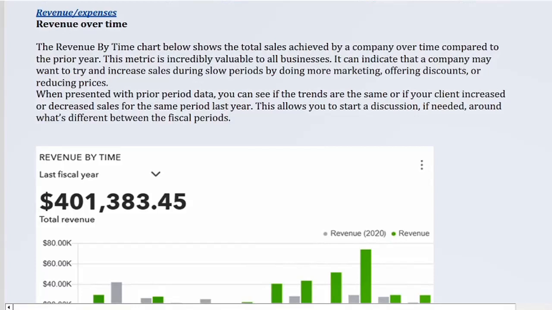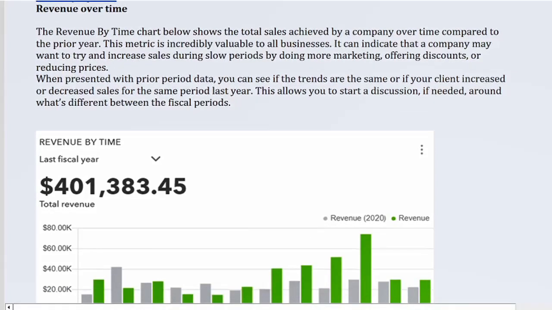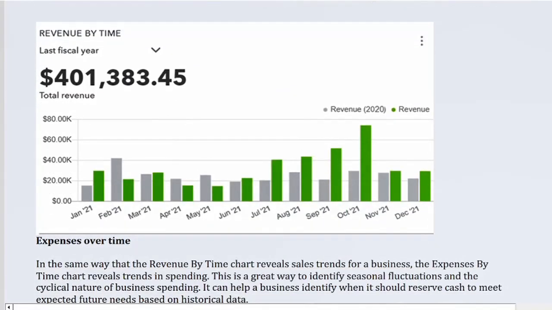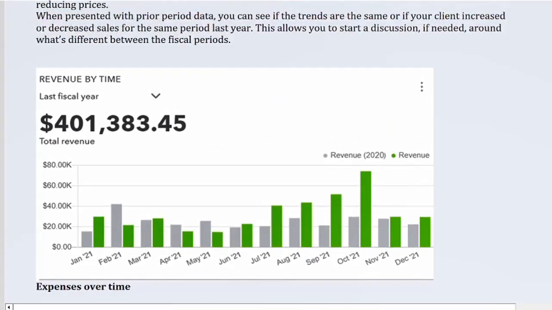Revenue/expenses. Revenue over time. The revenue by time chart below shows the total sales achieved by a company over time compared to the prior year. This metric is incredibly valuable to all businesses. It can indicate that a company may want to try and increase sales during slow periods by doing more marketing, offering discounts, or reducing prices. When presented with prior period data, you can see if the trends are the same or if your client increased or decreased sales for the same period last year. This allows you to start a discussion, if needed, around what's different between the fiscal periods.